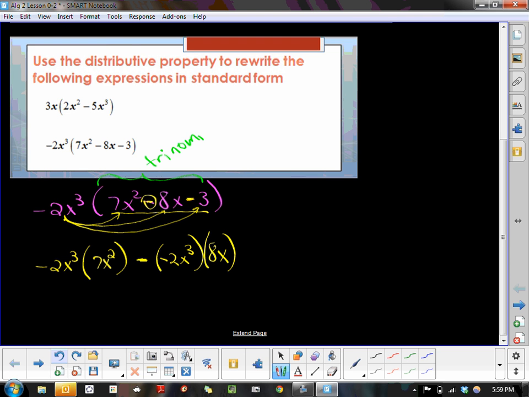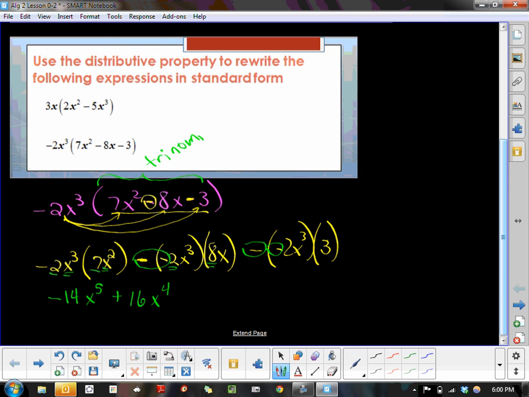I can also think of it as this. I've got a negative 2x cubed, so I'm going to put the negative there. Negative 2x cubed times our 3. I can only use that subtraction sign once. Then I'm going to perform the multiplication. Negative 2 times 7 is a negative 14. Then x cubed times x squared is x to the 5th. A negative times a negative is a positive, and 2 times 8 is 16, and x cubed times x is x to the 4th. And a negative times a negative, once again, is a positive. Then 2 times 3 is 6x cubed.